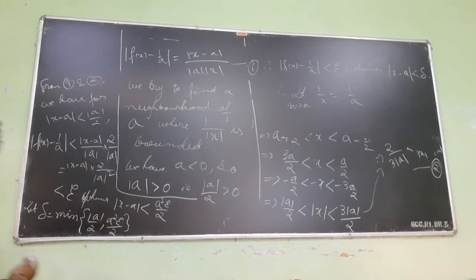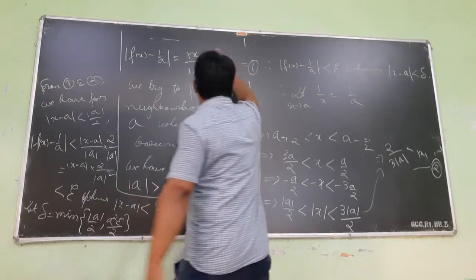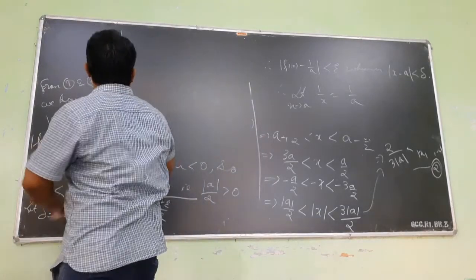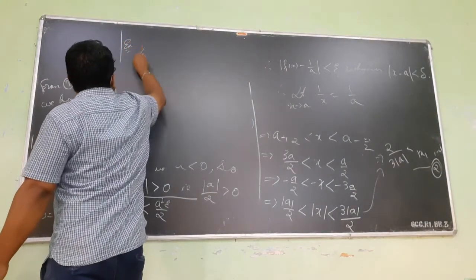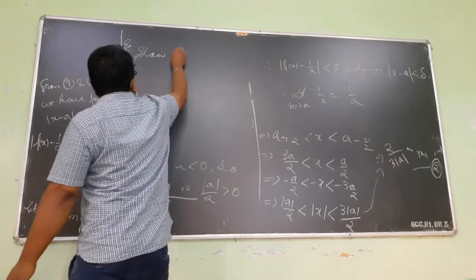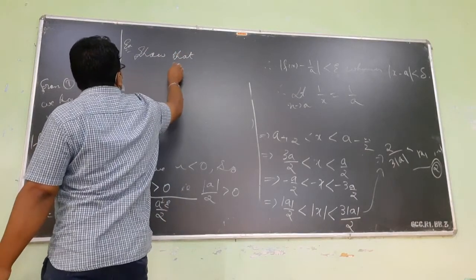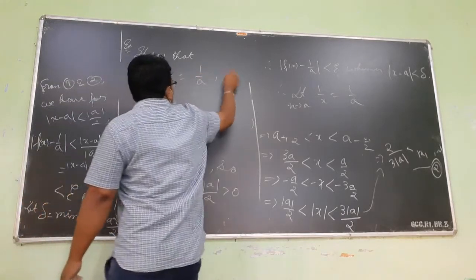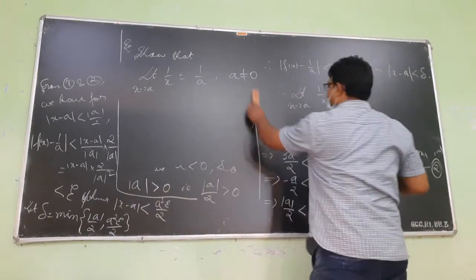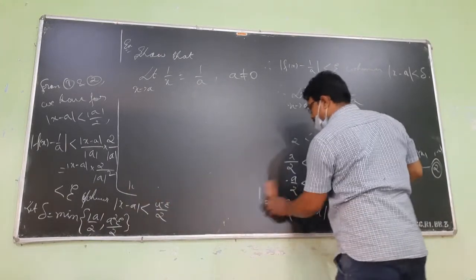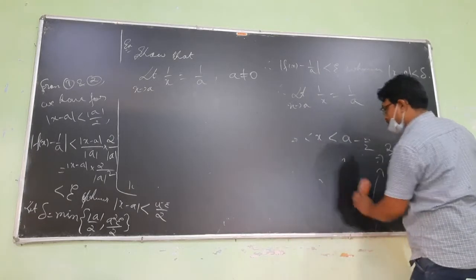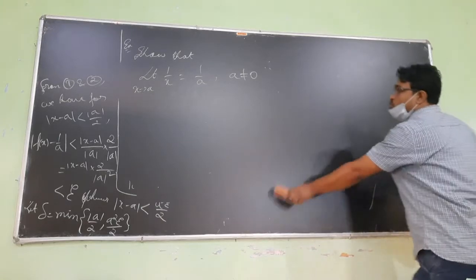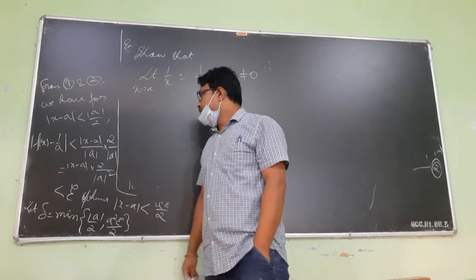Okay. Now if there is no restriction on a, the same problem, show that limit x tends to a of 1 by x is equal to 1 by a for a non-zero, okay, a not equal to 0. Means a may be negative also, a may be positive also, okay. We can do both the things at the same time, okay.